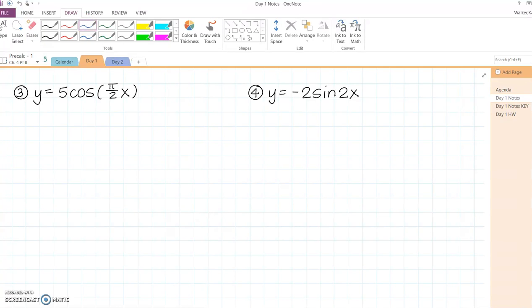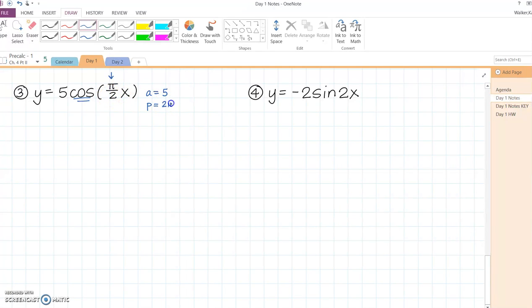So here's what we know about this first graph in 3. First of all, it's a cosine graph. Cosine graphs always start high, so they start at the high point rather than the midline or the low point. Other things we know: our amplitude is 5, meaning I'm going up 5 and down 5 from the midline. And I know my period has been adjusted based on this pi over 2 inside that cosine.